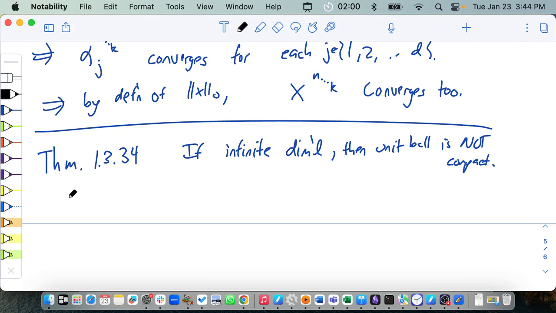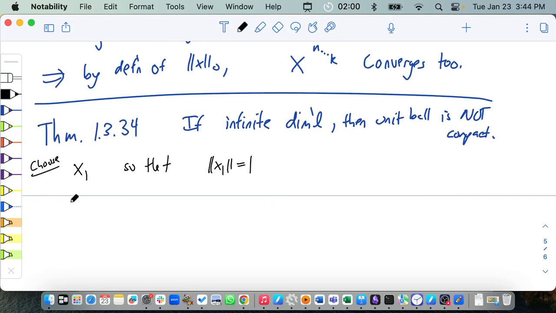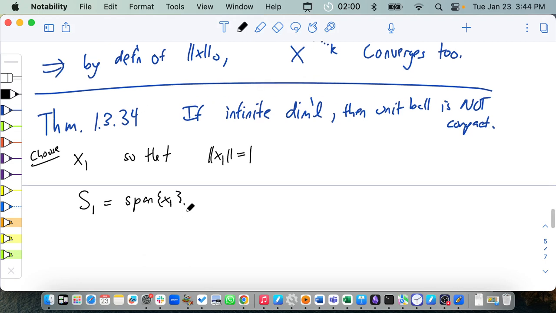I'm just going to pick any x1, choose x1 so that the norm of x1 equals 1. You could pick any arbitrary element and then do that scaling thing, dividing it by its norm, and that'll be something that's norm 1. Then I'm going to make a space called S1, which is the span of x1. This is a linear subspace, all the linear combinations of x1, x1 being just one element, so scalar multiples of x1. Not very exciting.